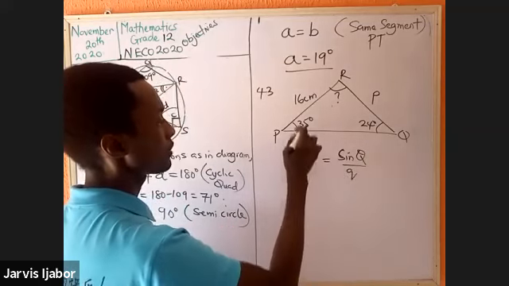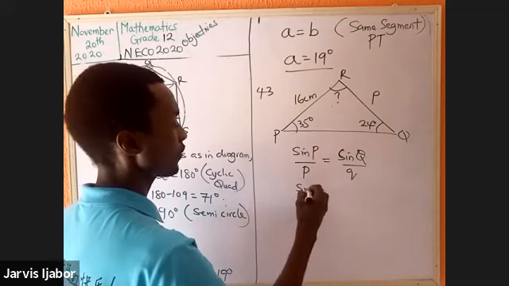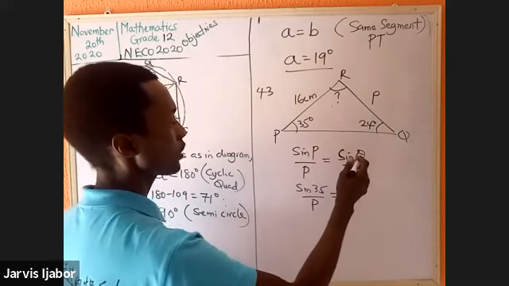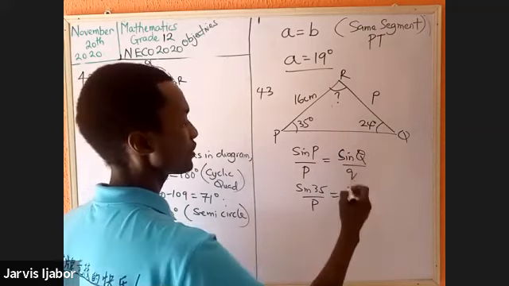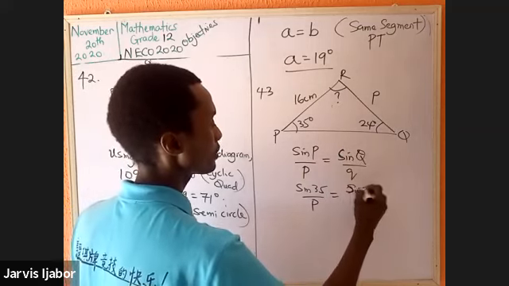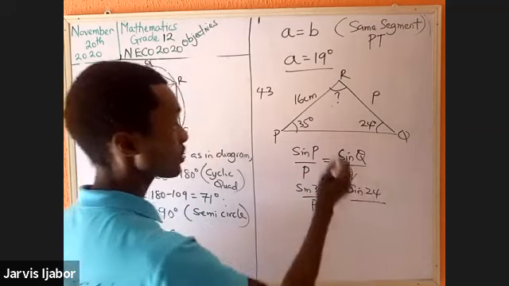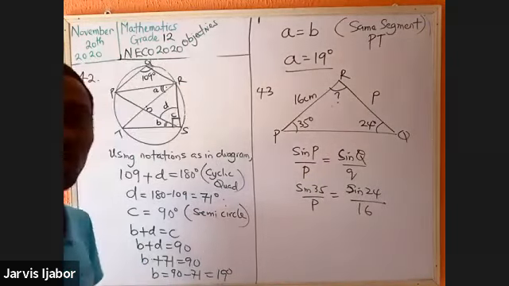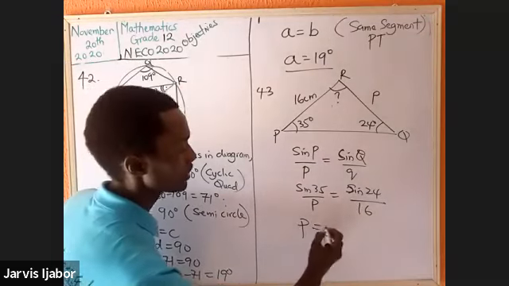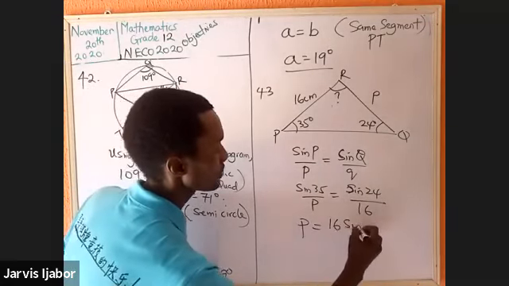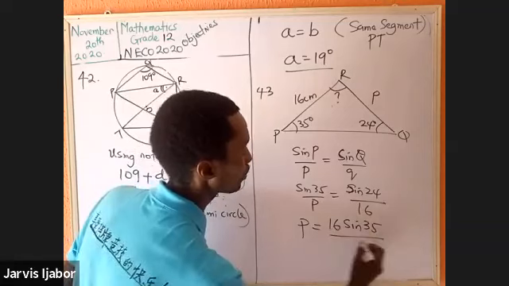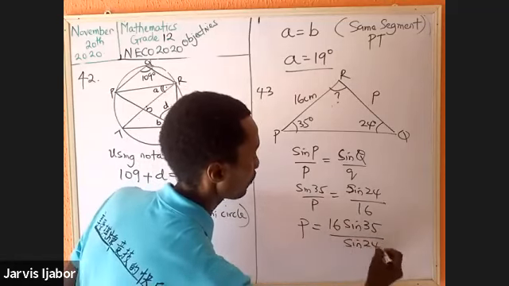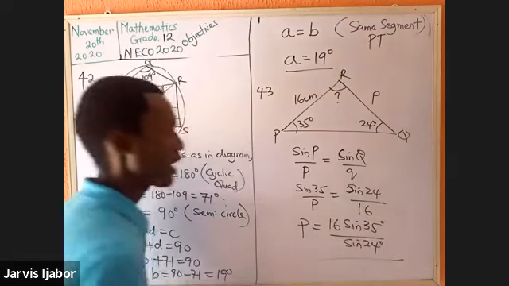What is P? 35 degrees. So sine 35 degrees over P is equal to, what is Q? 24 degrees. So sine 24 degrees over what is small letter q? 16. So you make P the subject of the formula. P is equal to 16 sine 35 degrees all over sine 24. I'll leave it at that.